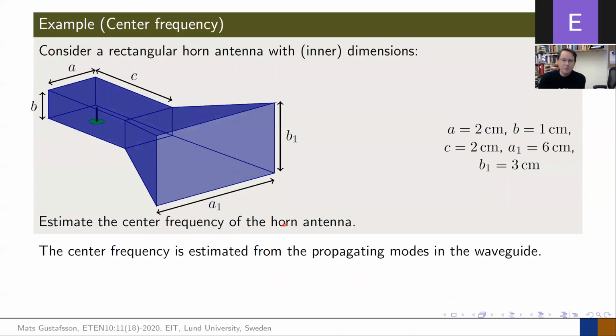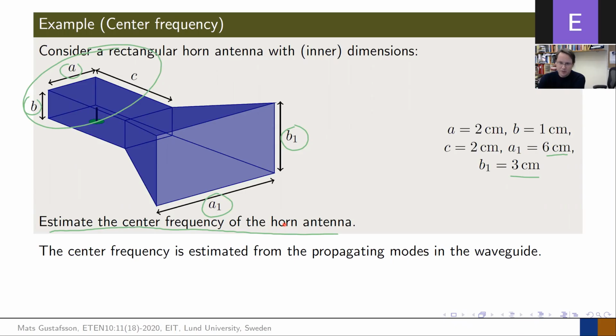So if we look at an example here to understand what the center frequency of the structure is. If we take a typical structure, we can look at the horn antenna where we have some dimensions, A1 and B1, 6 centimeters and 3 centimeters in this case. And then we have the structure behind, which is the waveguide structure with some length C, and then some dimensions A and B. And you get the question to estimate the center frequency of the horn antenna. So what is the center frequency of this horn antenna?